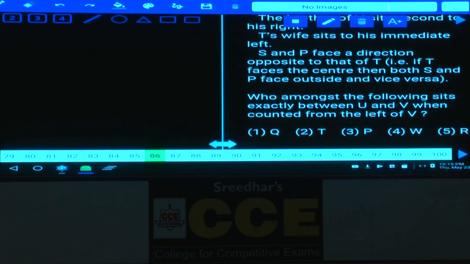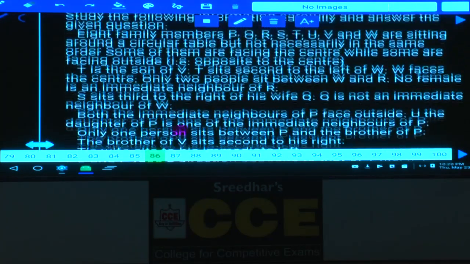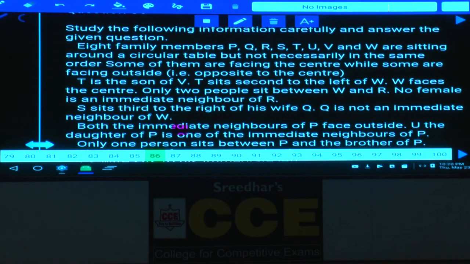86 to 90: 8 family members, P, Q, R, S, T, U, V, and W are seated around a circular table, but not necessarily in the same order. Some of them are facing the center, while some of the persons are facing away from the center.